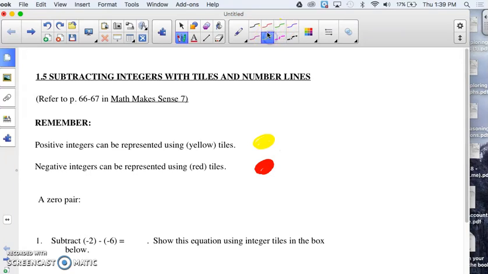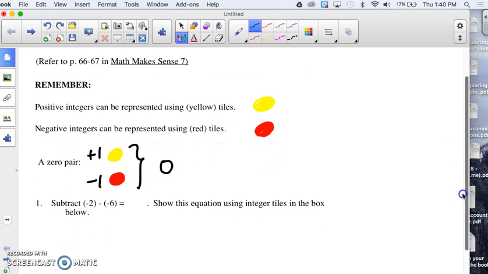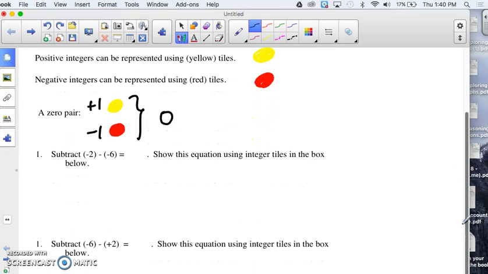Which means a zero pair would have, remember, one of each, so it cancels each other out. So you have a yellow and a red, and I'm just going to write beside it. The yellow represents a positive 1, and a red represents negative 1. So together, that makes a zero pair. Now, zero pairs will be really key in understanding how this lesson works. So now we'll look at the example questions.